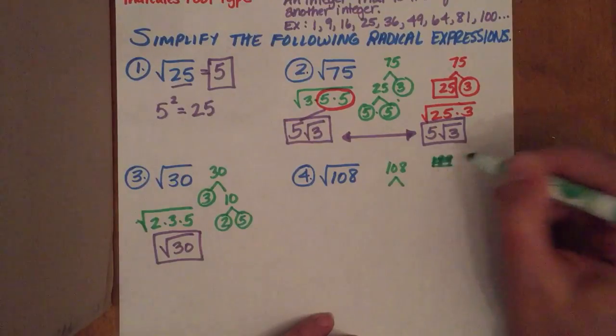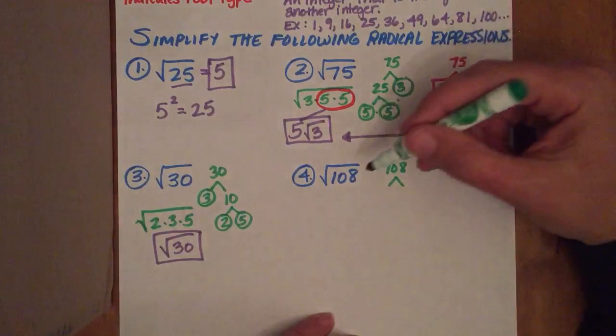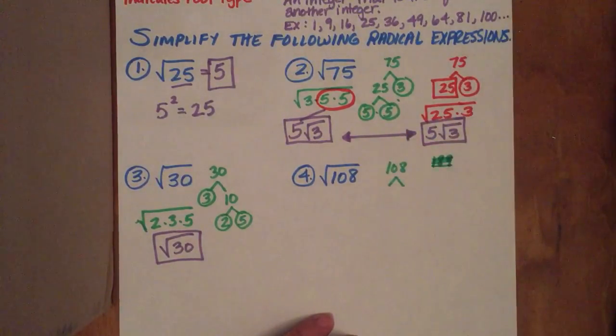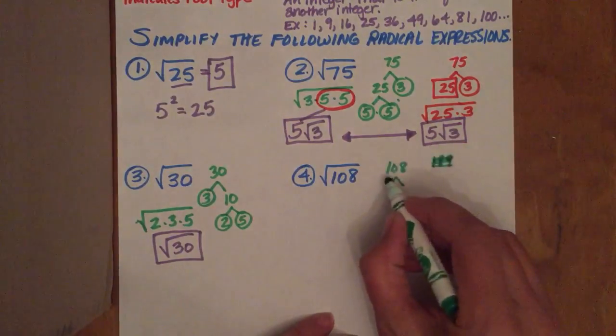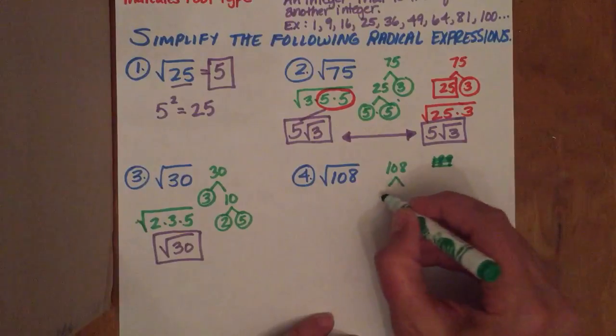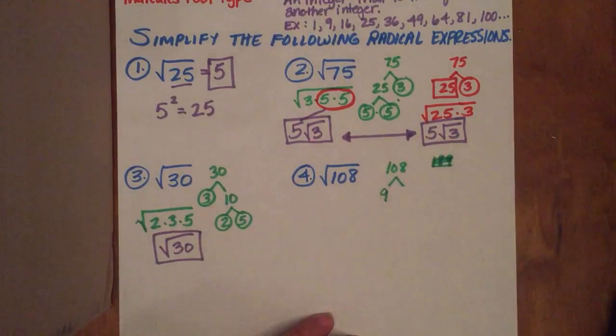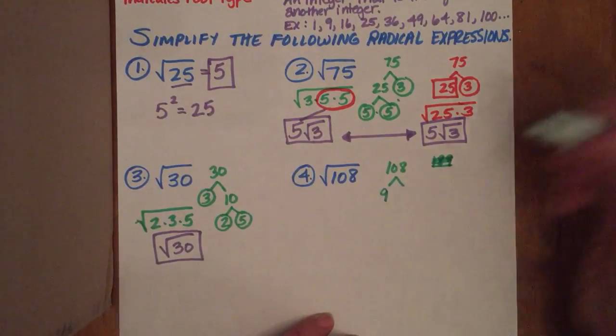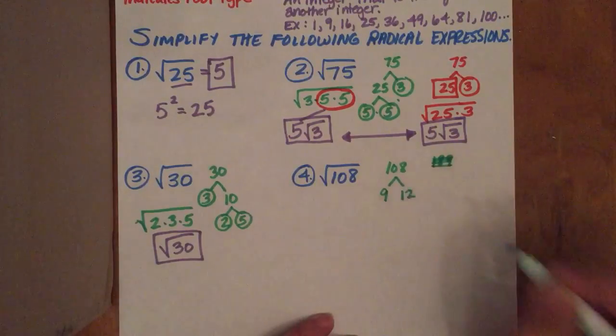So just keep that in mind. That also works for 3. If the digits added together are a multiple of 3, that means we can divide the number by 3. So I know this can be divided by 9. And if I use my calculator, I do 108 divided by 9, and I get 9 times 12.